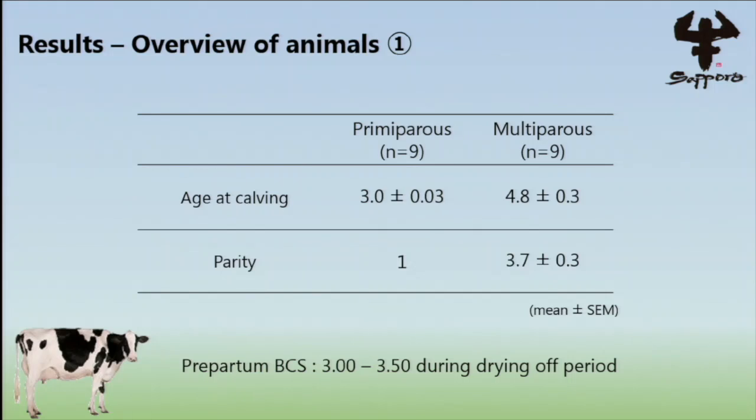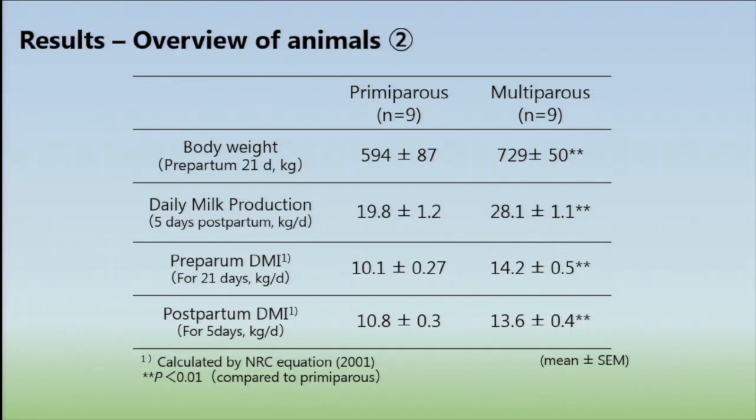This is an overview of animals. Average age at calving was 3.0 years old in primiparous cows and 4.8 years old in multiparous cows. Average parity was 3.7 in multiparous cows. Prepartum body condition score ranged from 3.0 to 3.50 during the dry-off period. Average body weight at prepartum period was 594 kg in primiparous cows and 729 kg in multiparous cows.